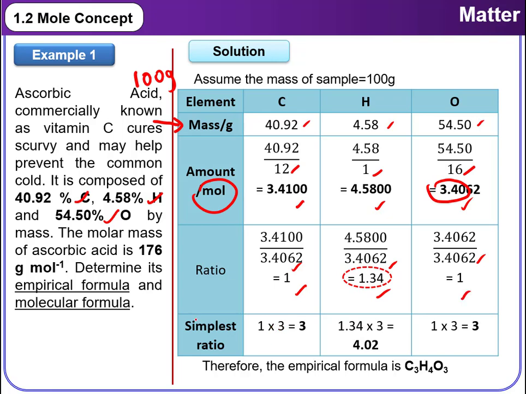Then find the simplest ratio. You cannot simply round off 1.34 into 1. No, never round off. You have to find a factor and multiply by that factor until you get the whole number. So it is approximately equal to 4.02, so equal to 4. So what is the simplest ratio? It is C3H4O3.